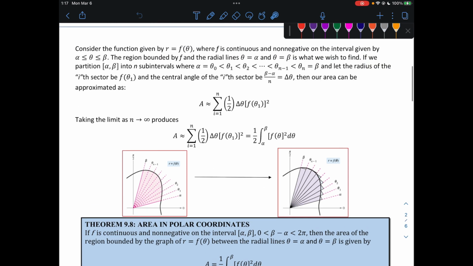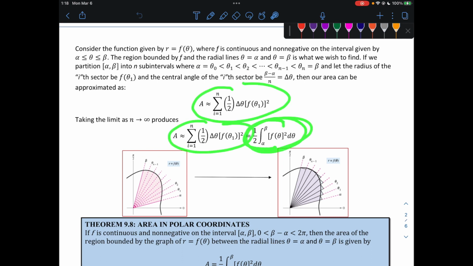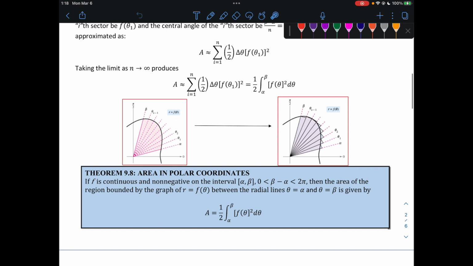Okay, there we go. Theta equals alpha and theta equals beta is what we wish to find. If we partition alpha to beta into n subintervals, and so on, this stuff we've done a lot, we do a summation, which turns into an integral. And this right here is our formula for the area in polar coordinates.